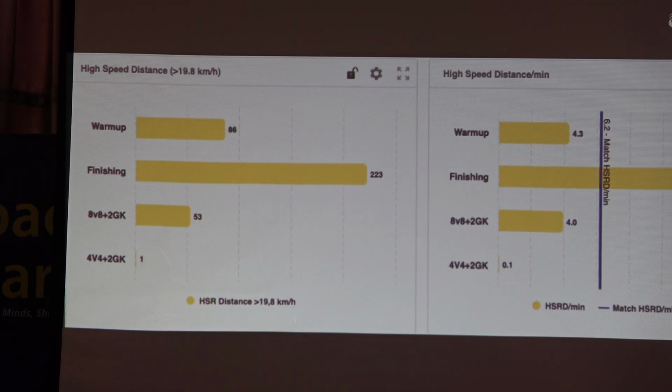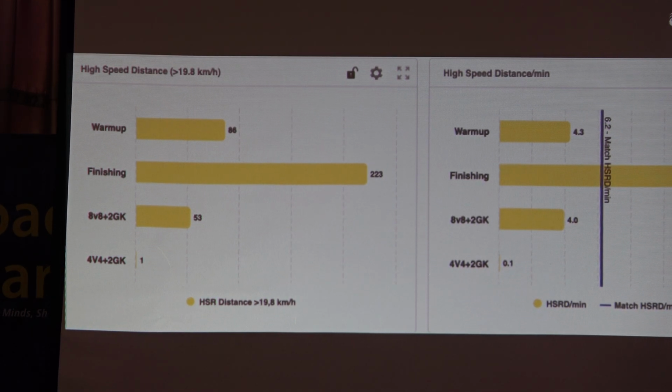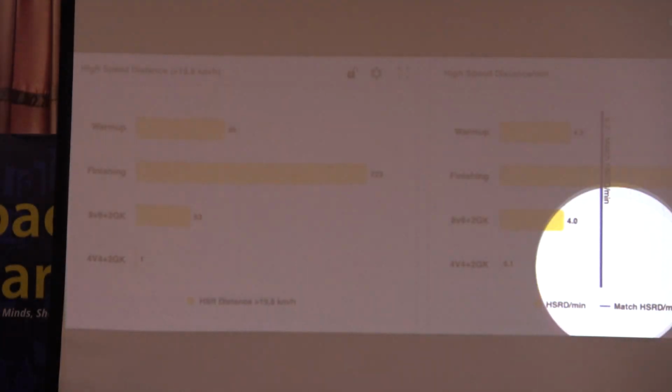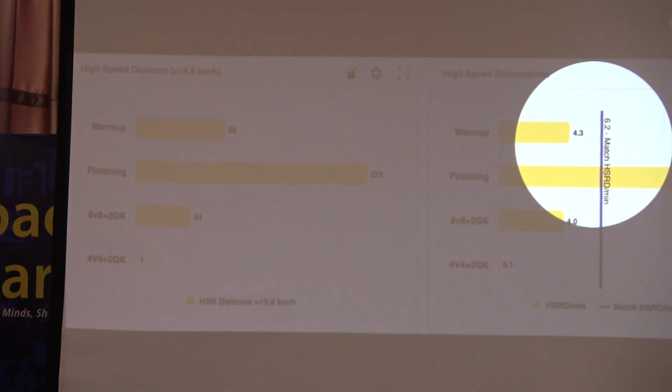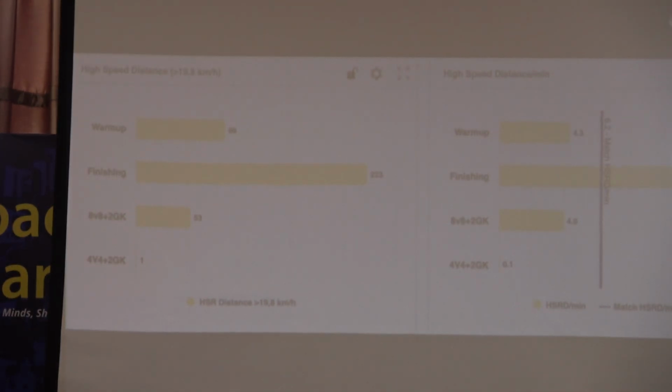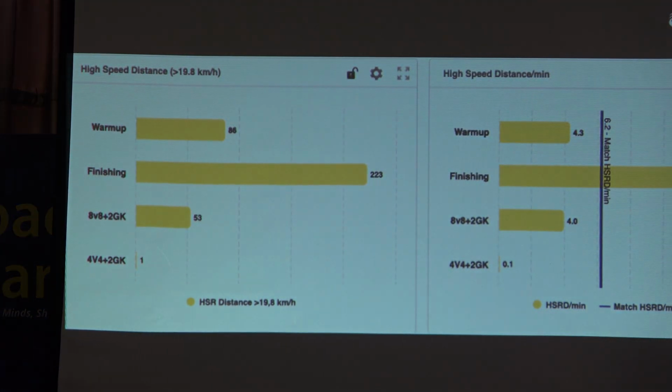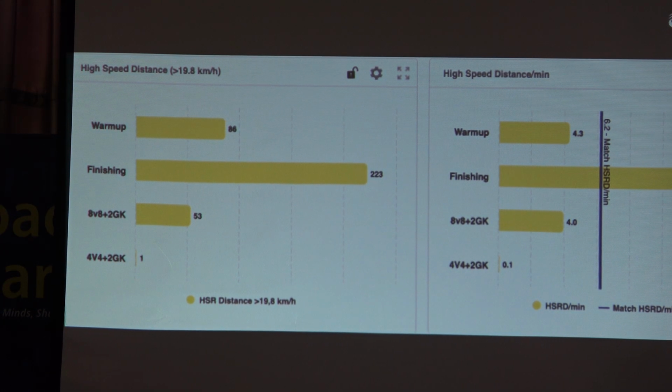It's around 200%. This is the match day reference, and here is the finishing intensity. So that's about 200%.